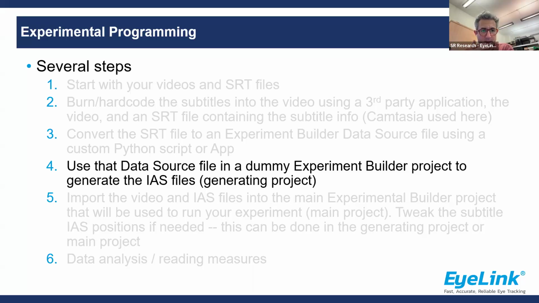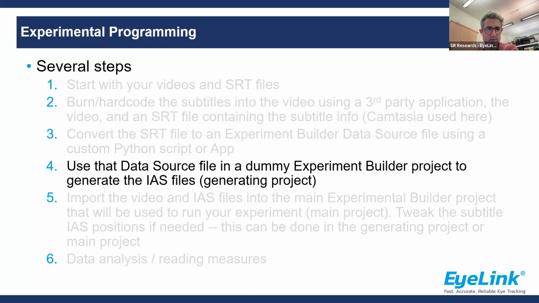Okay. So let's move on to the next step 4, where we've used that data source generated by that little Python app and add it to a dummy experiment builder project, which will generate the interest area files. So we're using experiment builder here because it already has built-in functionality of generating interest areas for data viewer. So we're taking advantage of that to generate these interest area files from an experiment builder project. So we're not going to collect data with this project on participants, but we're simply using it to generate the interest area files.